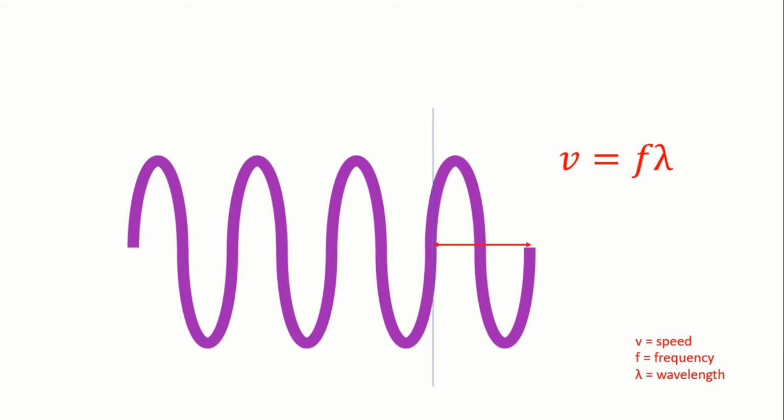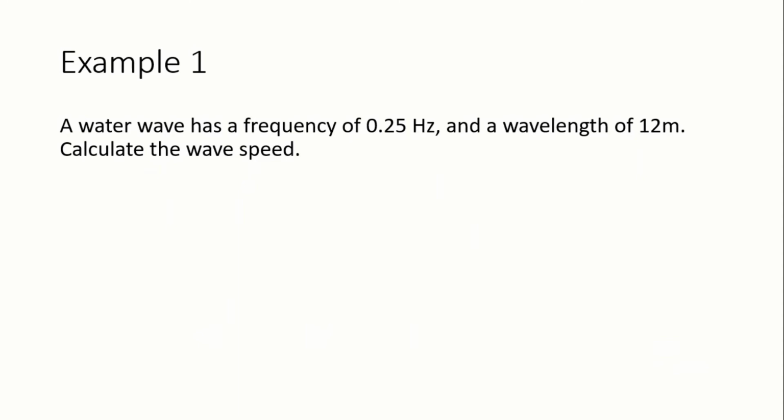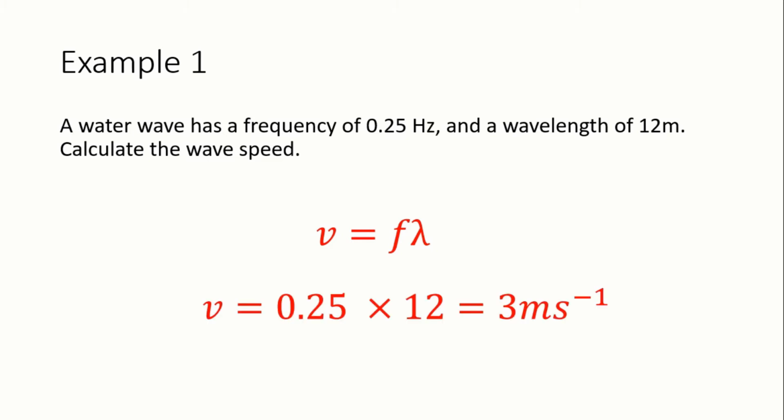The first example is the most basic kind. It says a water wave has a frequency of 0.25 Hz and a wavelength of 12 meters. Calculate the wave speed. I'll let you pause the video and have a go. So if we want to use v equals f times lambda, the frequency is 0.25 Hz multiplied by a wavelength of 12 meters, and that gives us 3 meters per second.